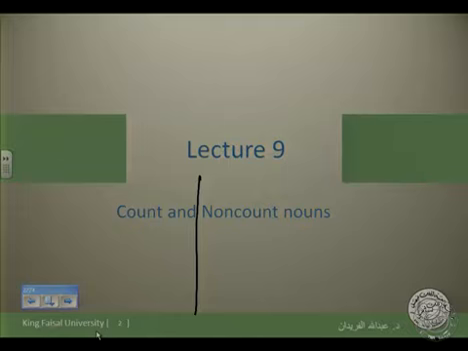So with count nouns, we can use plural. We can use the S: pen, pens, book, books. So we can use plural. But with non-count nouns, we cannot use plural. We cannot use singular. It's only plural. So here, singular and plural, and here only plural.